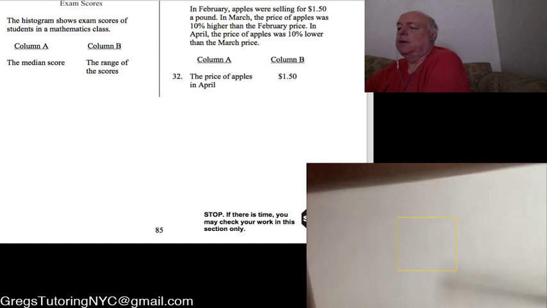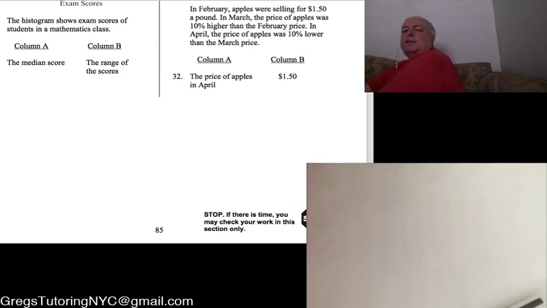Let's see. So we have a word problem. We're going to read it through and then come back and do it a sentence at a time. So in February, apples were selling at $1.50 a pound. Cool, no big deal. In March, the price of the apples was 10% higher than the February price. All right, so the price went up. In April, the prices were 10% lower than the March price. So they're asking at the end the price of the apples in April versus $1.50.